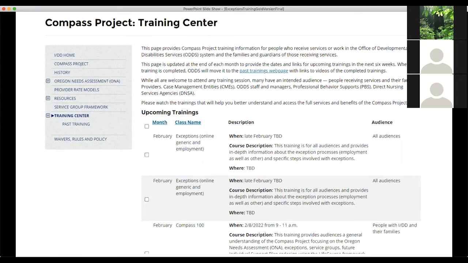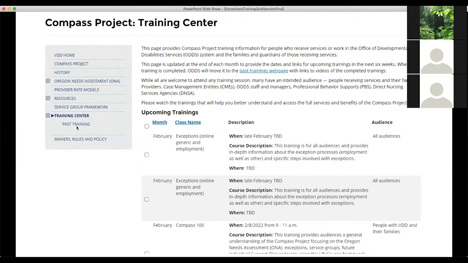On the right-hand column where it says audience, if this is for people receiving services and families, there will only be a Zoom link to this. Registration will not be required in Workday. If it is for any other audience or a combination of audiences, it will be registration in Workday. And again, all of those trainings are going to be recorded and available in the past training section.